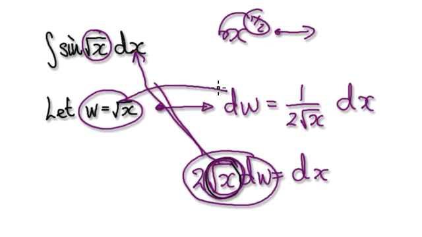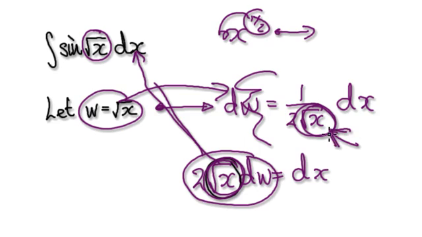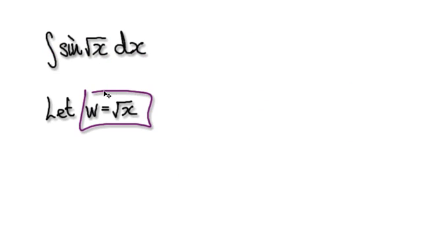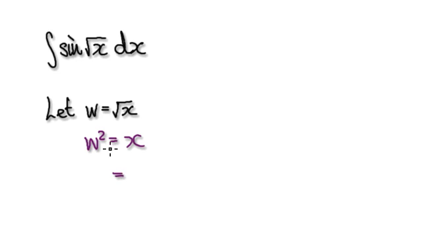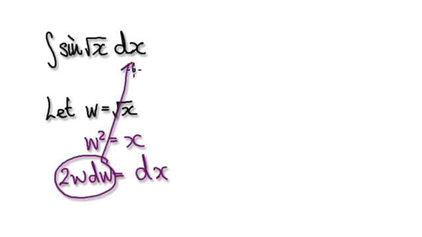When you make a substitution, you want everything in terms of w. You don't want the square root of x. You don't want things in terms of x. There's nothing over here to cancel out with this x. So when you make this substitution, square both sides, so you have w squared equals x. Now you can differentiate it: 2w dw equals 1 dx. So now you can put this into the dx here with no x lingering around.